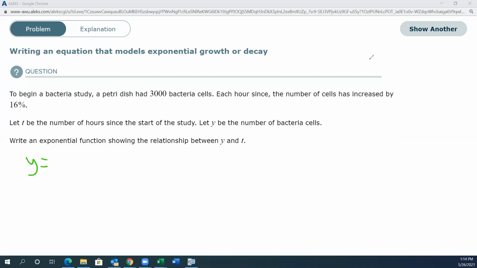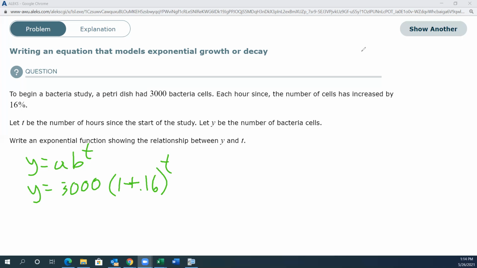So it's going to be y equals ab to the t, where a is 3,000, the starting amount, and b is going to be 1 plus 0.16, or just 1.16. Because we're increasing. Now, if we were decreasing, then I would have put a minus sign right there. And that would have been the only difference. Okay, so let t be the number of hours since the start of the study. Let y be the number of bacteria. Write a function. Oh, I already did that. Okay, that would be more to do. Cool.